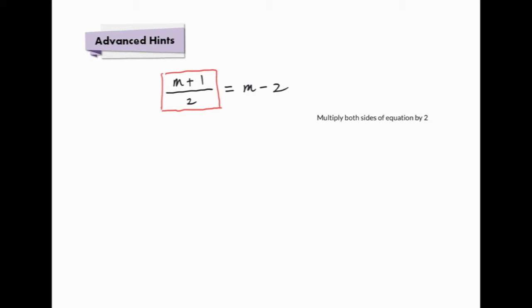On the left-hand side, we have m plus 1 over 2 times 2 equals. On the right-hand side, both have to be multiplied by 2, which is m times 2 minus 2 times 2. In this situation, we can cancel this pair of 2. Left-hand side becomes m plus 1 equals. Right-hand side becomes 2m minus 4. Actually, we have already finished the most complicated part.